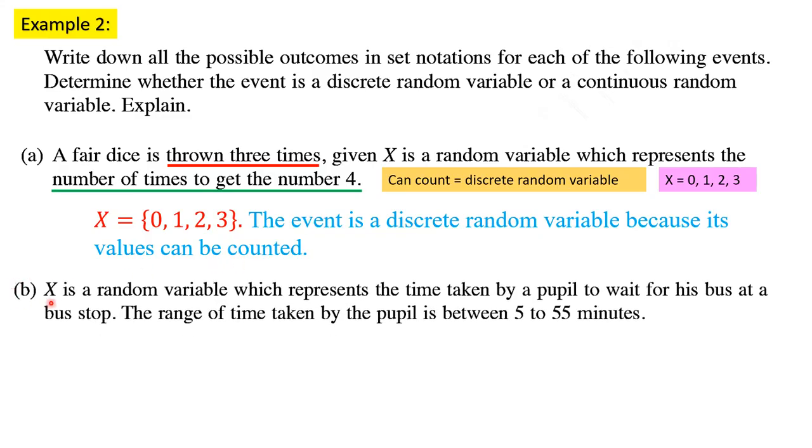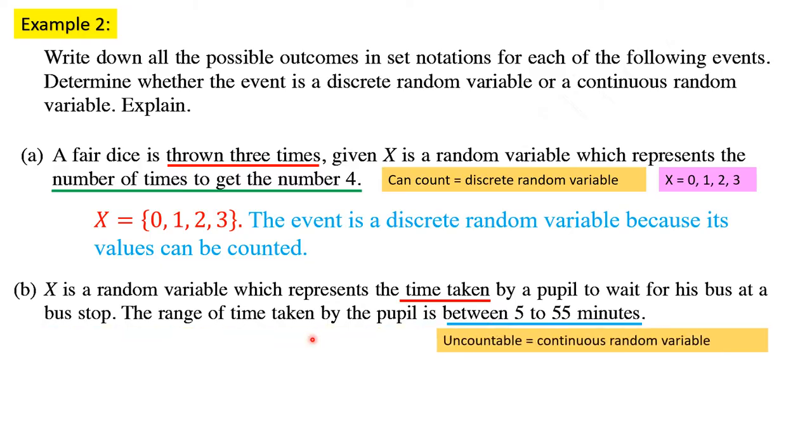Example B. X is a random variable which represents the time taken by a pupil to wait for his bus at a bus stop. The range of the time taken by pupils is between 5 to 55 minutes. So this is about time taken and the range of time. So it is uncountable, so it is a continuous random variable.